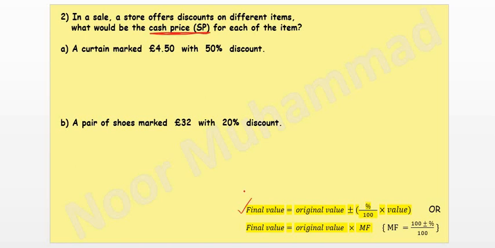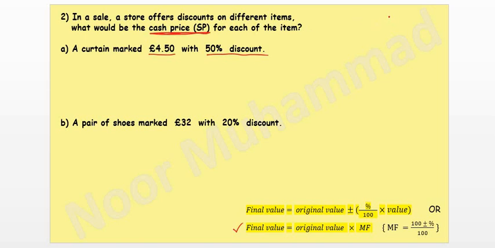But here you know that we are not using the first formula, we are using the second one, right? For each of the items. Now here a curtain marked £4.50 with 50% discount. Okay, remember 50% discount means the price will become half, right?